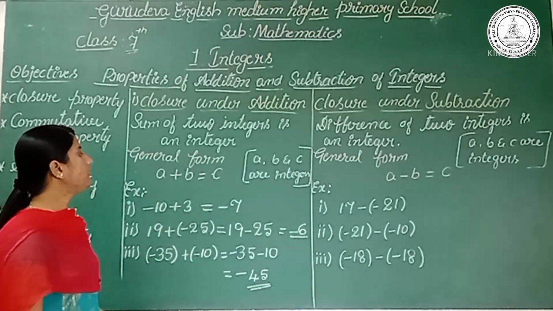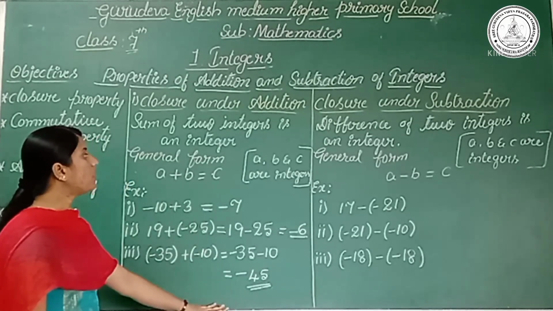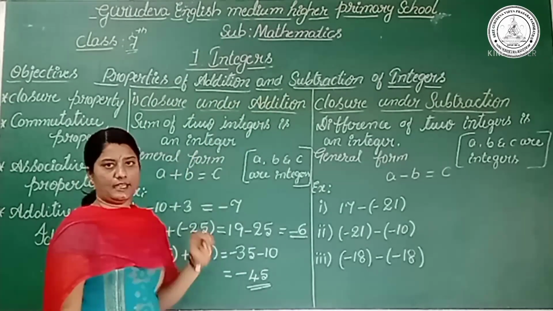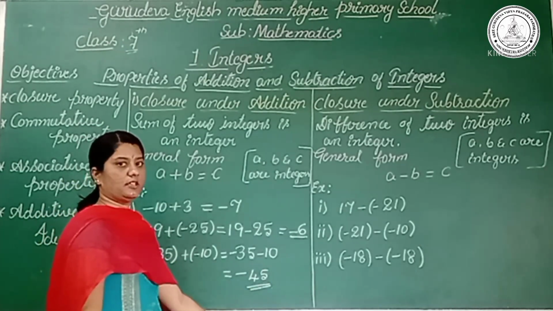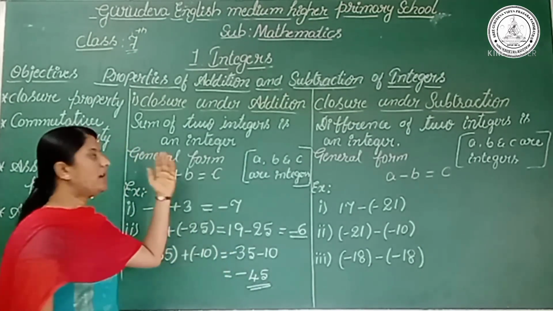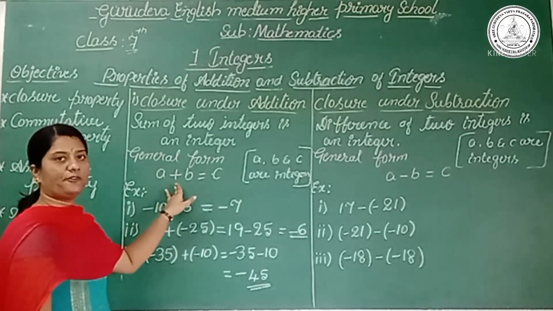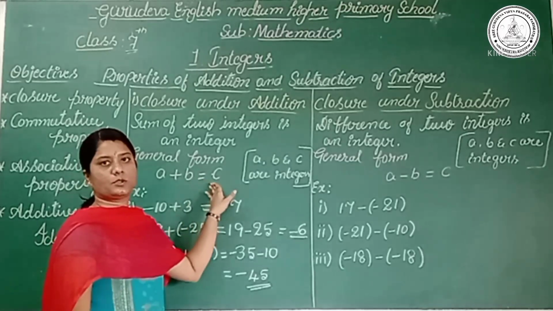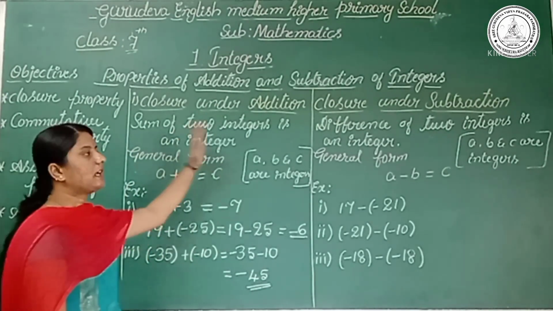So hence we say that integers are closed under addition, right? Integers are closed under addition. The closure property says that the sum of two integers is also an integer. The general form is A plus B is equal to C. So integers are closed under addition.